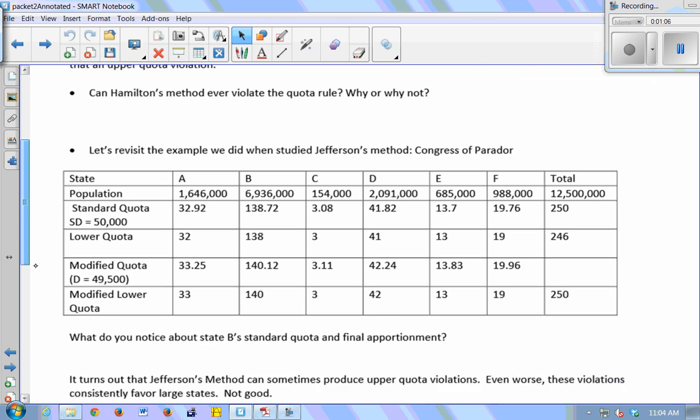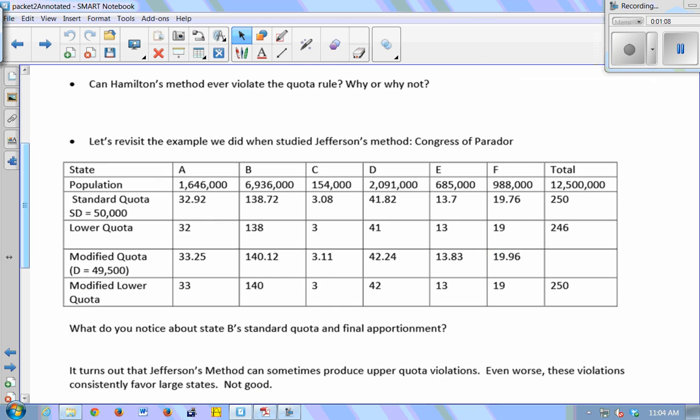So let's think about how Hamilton's method works. Remember, with Hamilton's method, you get the standard quotas, you round everything down, and then you give out the surplus seats. So everyone's either going to get their lower quota, that's the lowest they can get, or they might get one more than that, which would be their upper quota. So will Hamilton's method ever violate the quota rule? No.